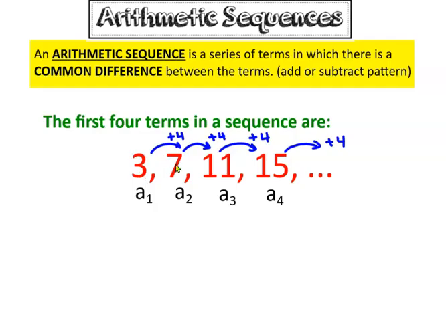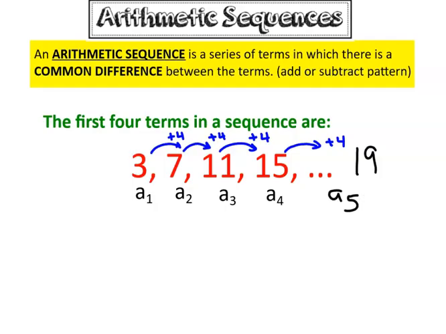So to get from 3 to 7, you would add 4. To get from 7 to 11, you would add 4. And to get from 11 to 15, you would add 4. So the answer in the 5th position would be 15 plus 4, or 19.